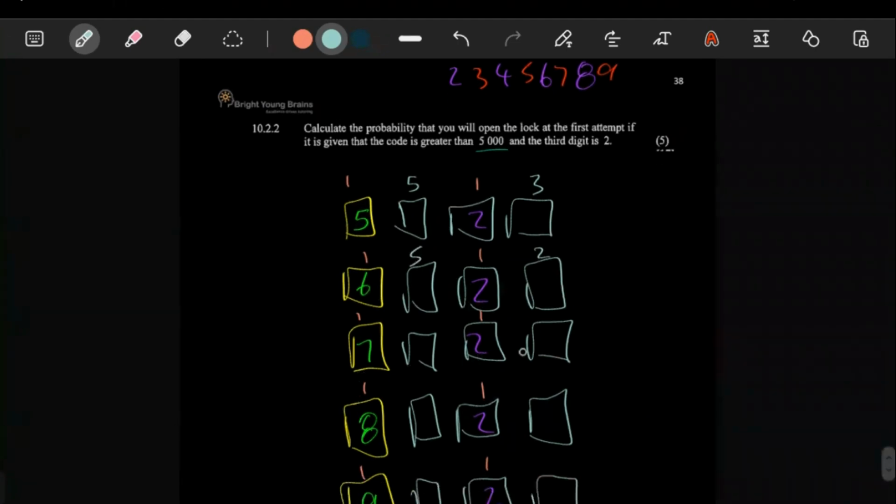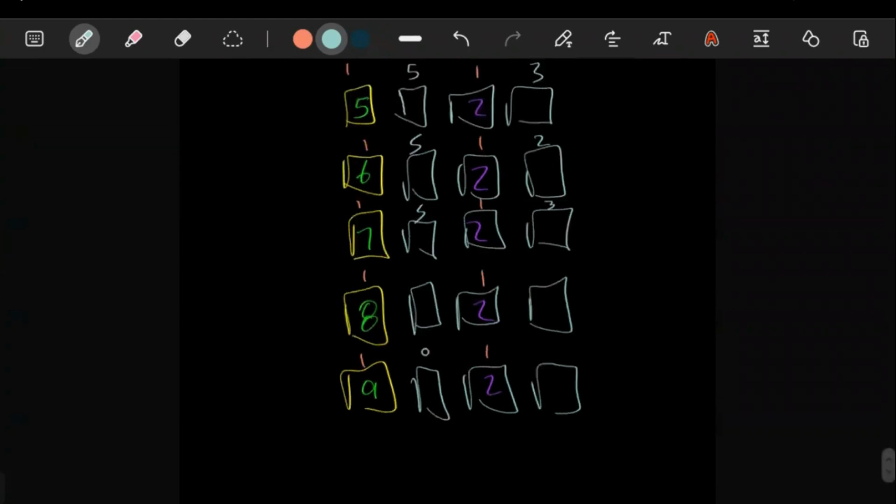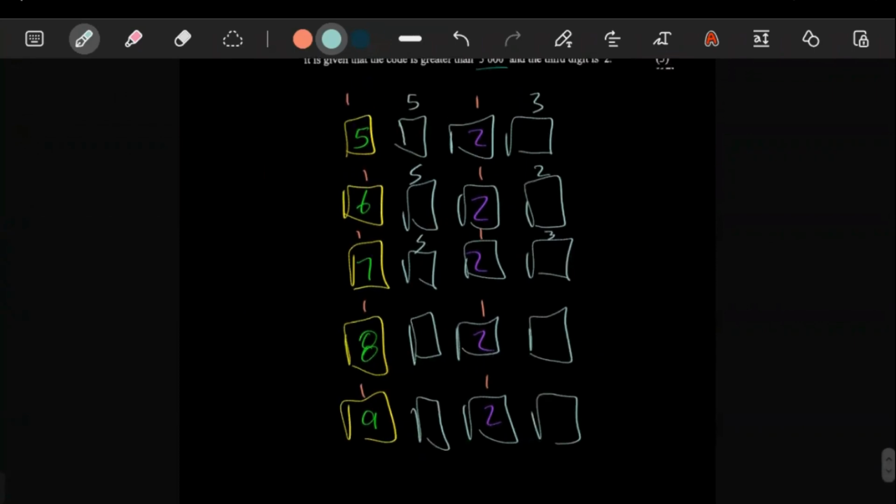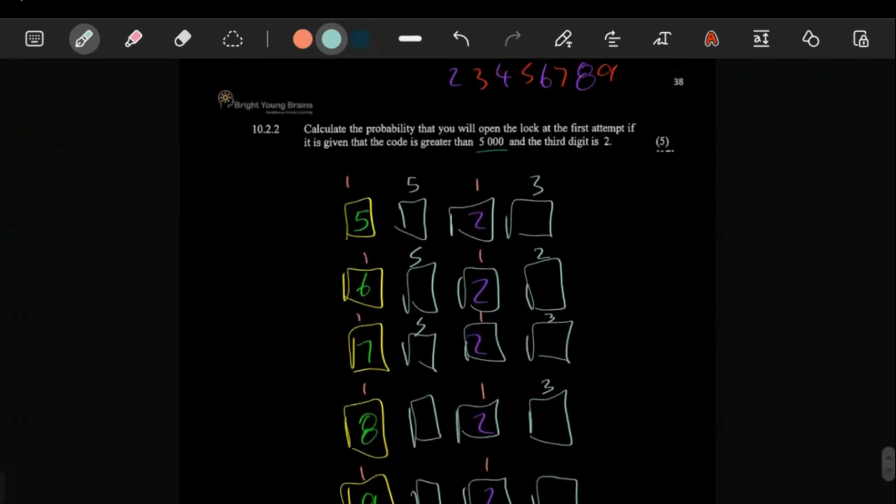For the 7, same idea. 1 number is used up, 1 number is used up, but at the back here, you can either put a 4, a 6, or 8. So that's 3 options. And then here you just have 5 options. Here, 2 even numbers are used up. So here you can only put 1 of 2 even numbers. You can either put a 6 or a 4. So once you put 3 numbers there, there's 5 options here.